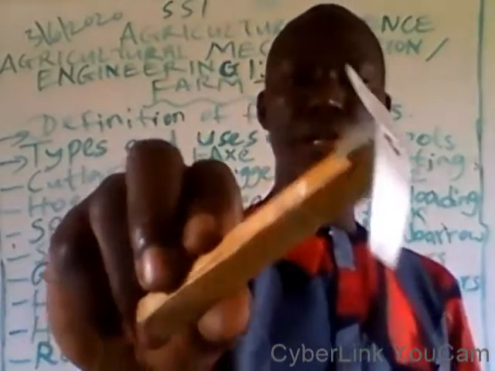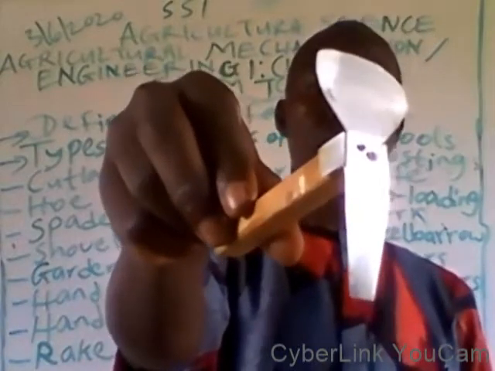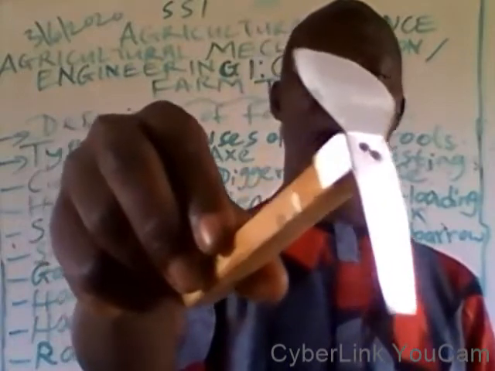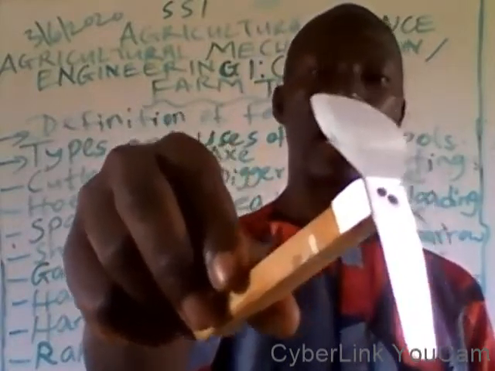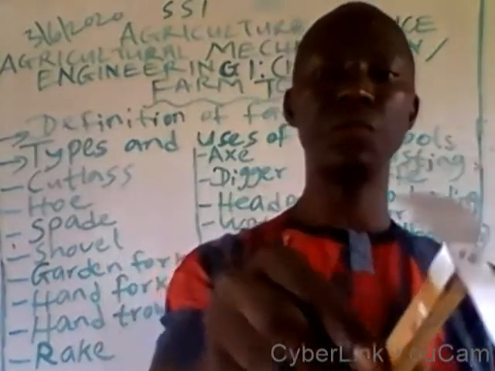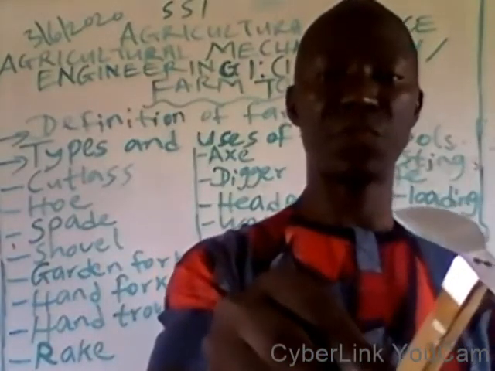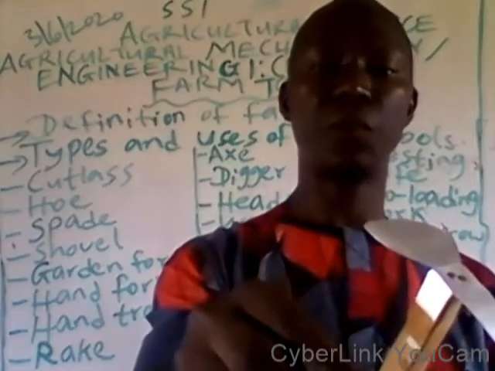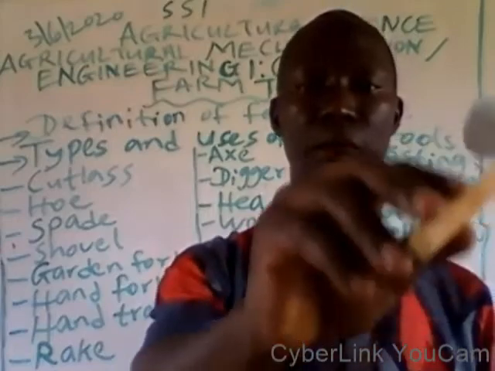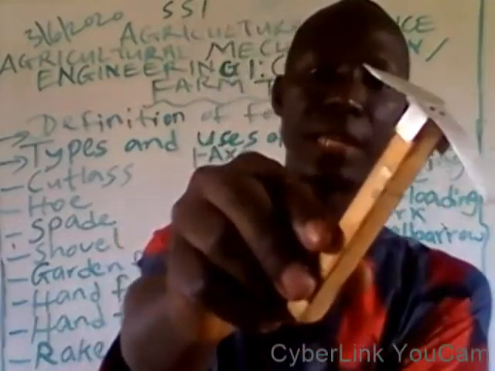This very tool here is called a mattock. It is different from the axe, the digger that I've just shown to you. This one is very small. It's used for removing stubborn hard plants from the soil, and also for removing small stumps that are on the farm. You can also use it for light weeding as well.